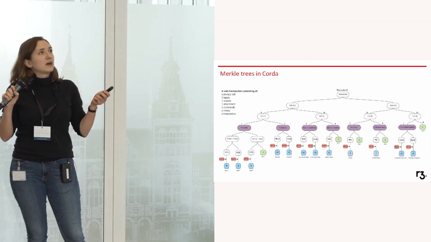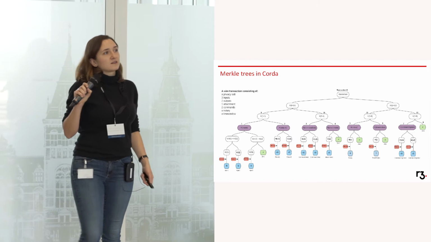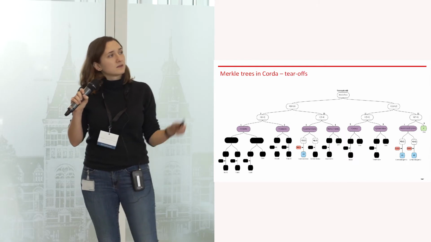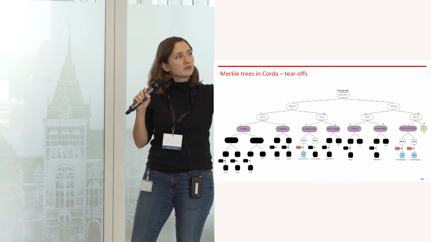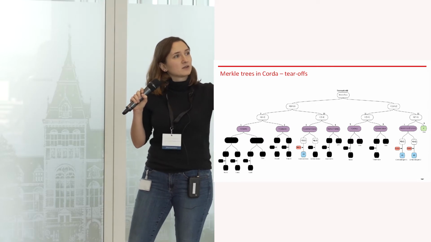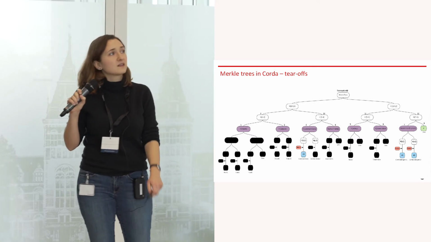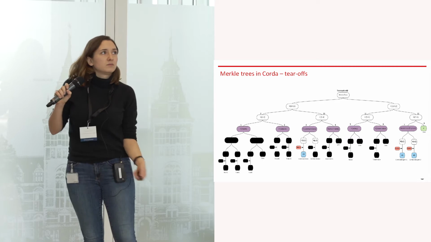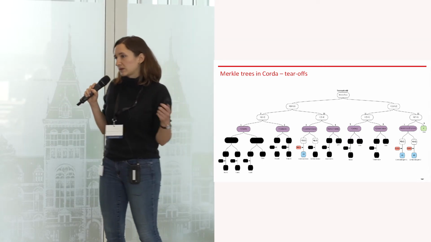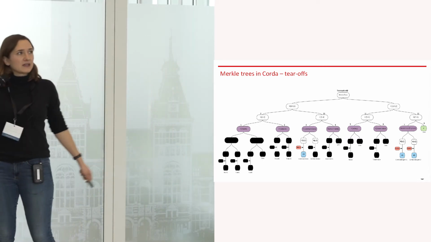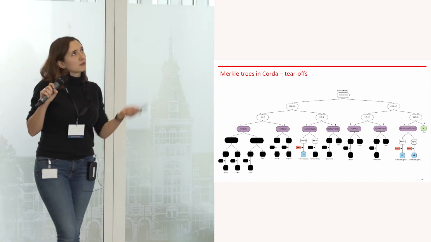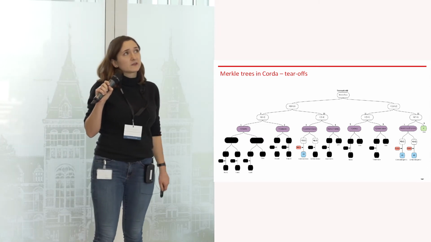If we want to hide part of the tree, in this case, this diagram shows how to hide anything but command data and command signers. We just do a partial Merkle tree. And we call this privacy feature tear-offs.